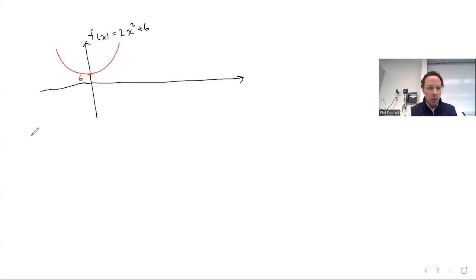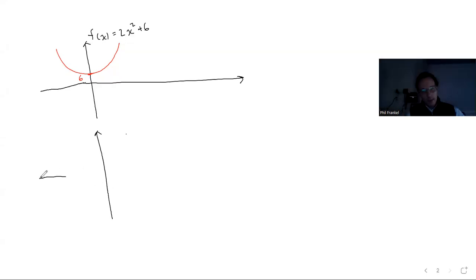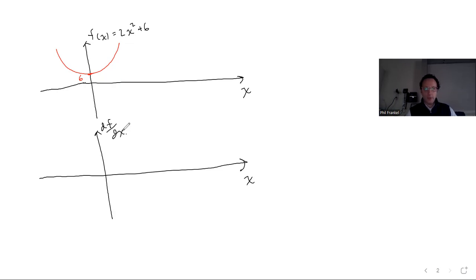All right, now what does the derivative of this function look like? Well, the first thing to note is that the derivative of this function should have a value that matches the slope at every x value, every input value. So I'm going to plot df dx over here. Let me adjust the lights one moment.